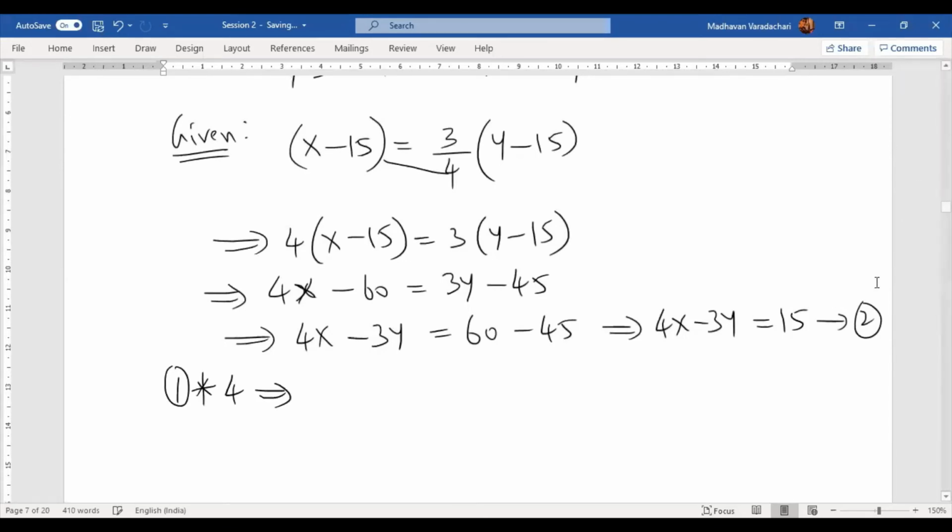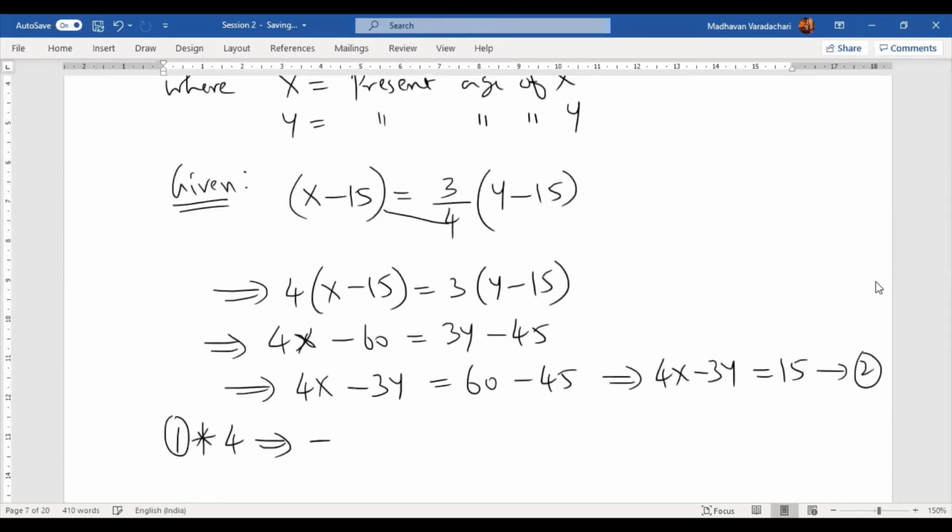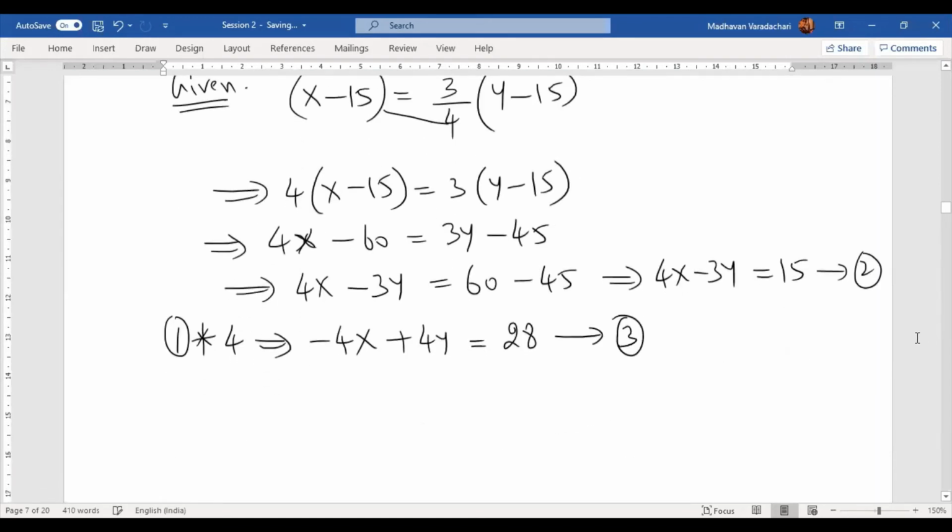So what do I get if I do 4 minus 4x, then plus 4y is equal to 4 times 7. 4 times 7 is 28. Call this the third equation. Now I can add the second and third equation.